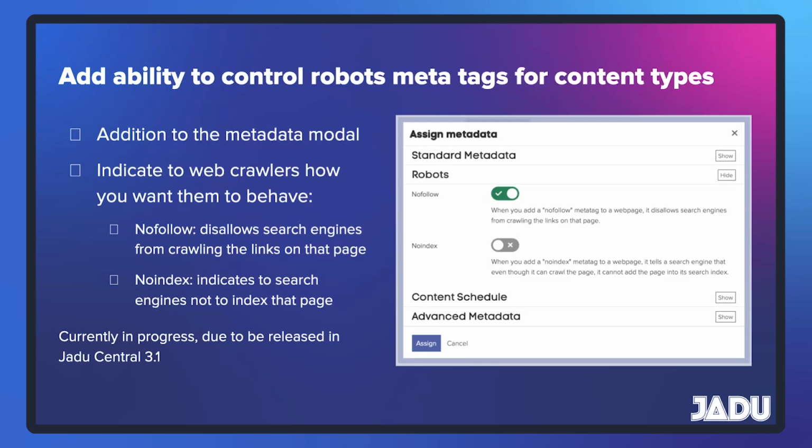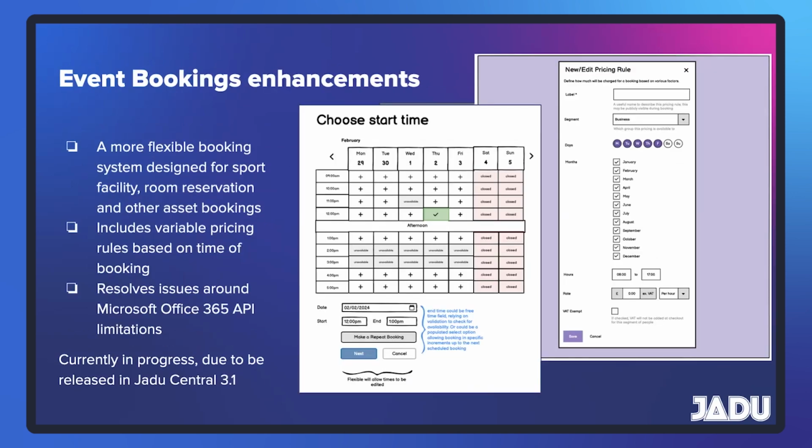If you do set it, you've got the option to either set no follow, which will disallow search engines from crawling links on that page, or you could set no index, which indicates to the search engine not to index that page, even though it can access it, it won't add it to its search. And you can set both of those together as well. It's any combination that you'd like to add. Again, this is in progress, due to be released in Jadu Central 3.1.